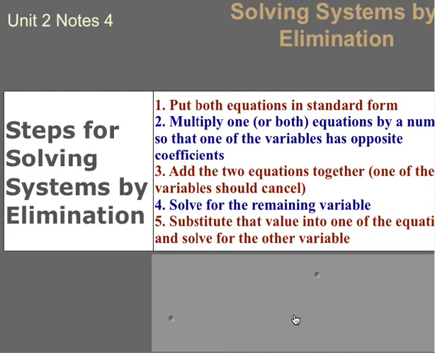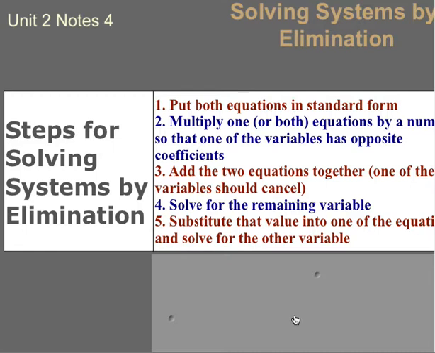Next, for number 3, we're going to add the two equations together. Now, when we add down the columns, we're adding like terms. So x's with x's, y's with y's, and so forth. And if we did it right, one of the two variables is going to cancel. That's ultimately our goal, is to cancel one of the variables so that we can go about solving the problem.